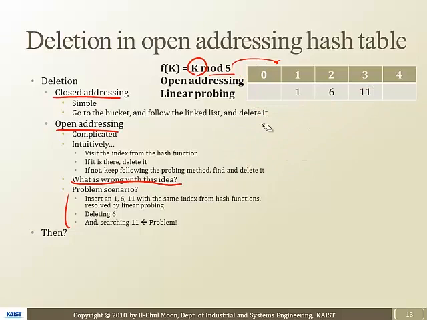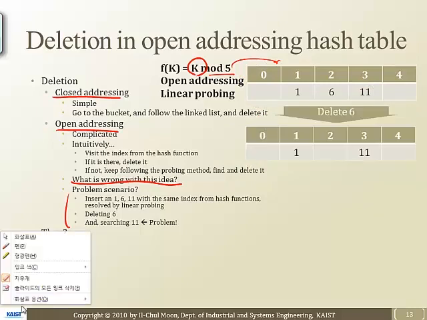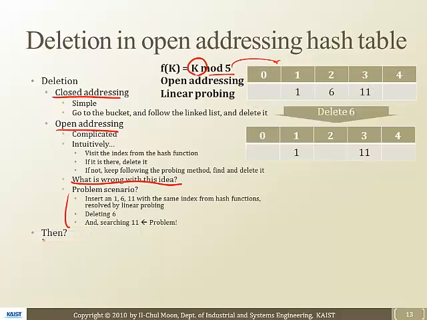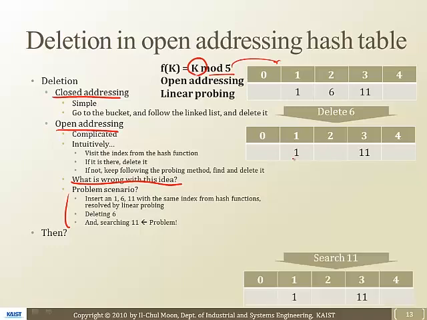Let's imagine that we are going to delete 6. In that case, let's just naively delete 6 here. Because we use linear probing, we just visit 1 and it's not there, 6 is not there, so we move to the next, to 2, and we just remove that 6 here, and we did it. In that case, deletion itself is not that big a problem, but the problem is searching for 11 here, right?